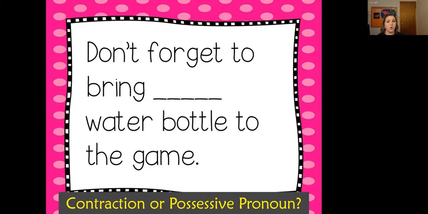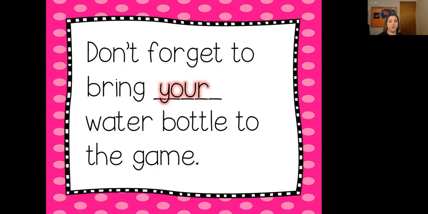Don't forget to bring your water bottle to the game. Well, is that a contraction or is that a possessive pronoun? Let me plug in you are and see if it works. Don't forget to bring you are water bottle to the game. Well, that certainly does not make sense. Let me try just your, the possessive pronoun. Don't forget to bring your water bottle to the game. Well, if it's your, the possessive pronoun, what belongs to you? You're right. The water bottle belongs to you. So it would be Y-O-U-R.